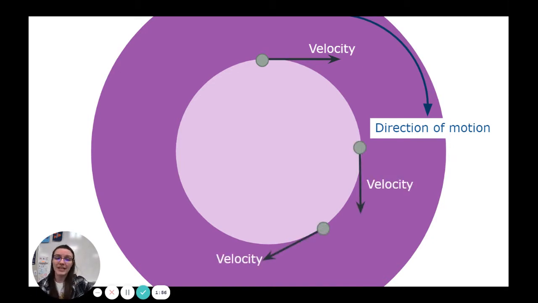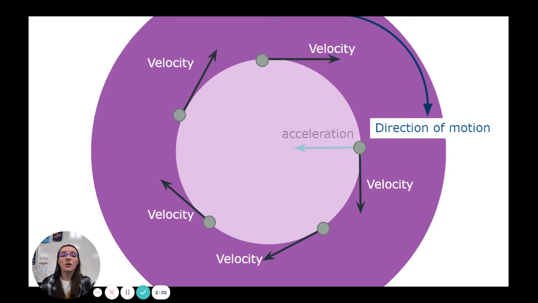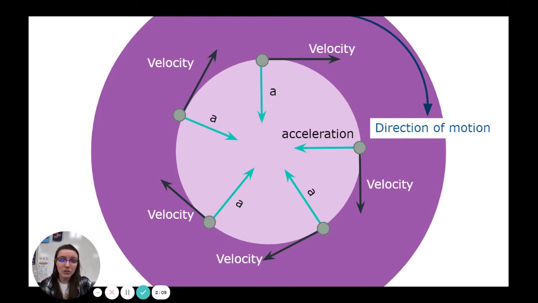So as I move around in a circle, my velocity is always pointing out in a straight line, which means my acceleration is always pointing inwards. So the centripetal acceleration, or the acceleration as I go around a circle, is always pointing in to the center of the circle. And my velocity is always pointing out to the side, whichever direction the object is facing in that moment.